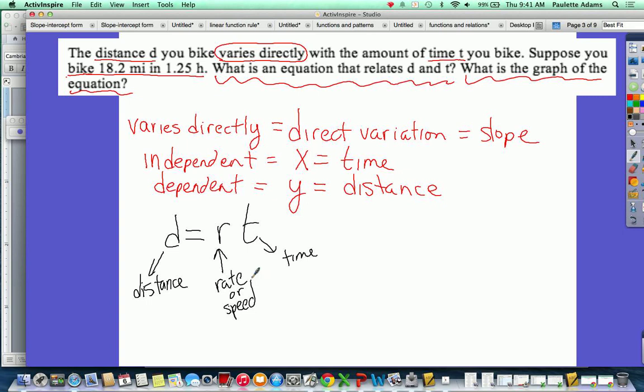Which of those two do they give us? They give us the time and the distance. Do they give us a rate? No. How are you going to find out your rate though? Divide 18.2 by 1.25. Excellent.